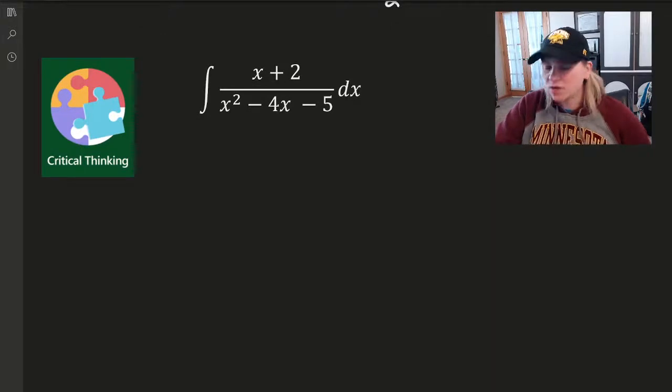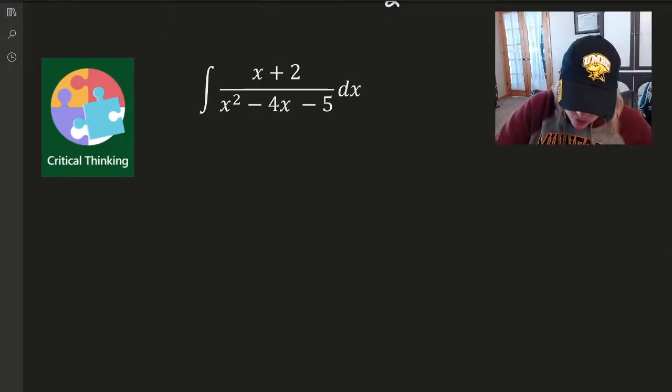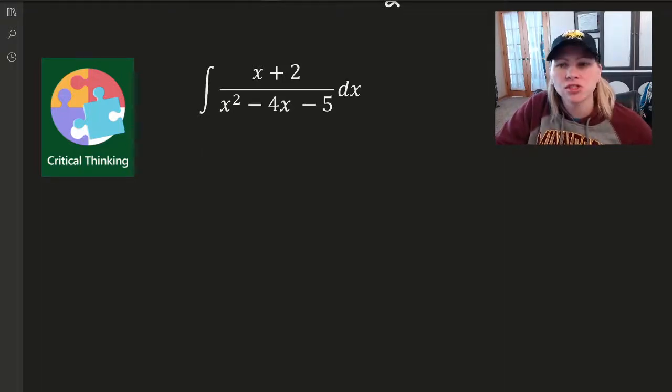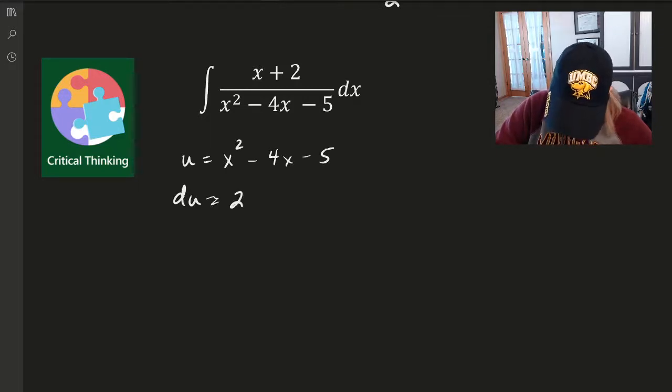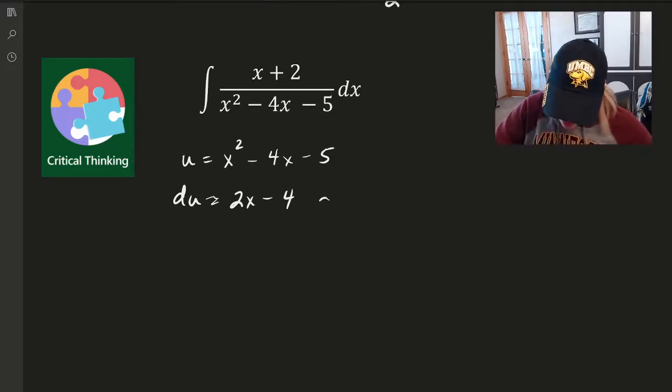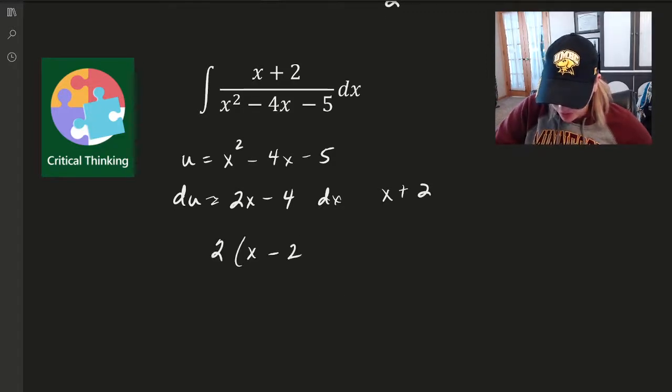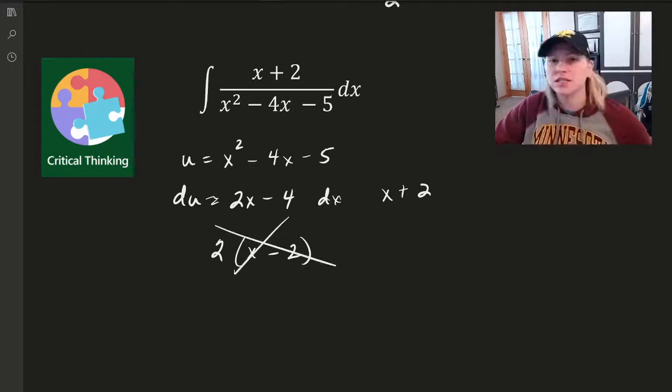Now, remember, I always say check, check, check. All the methods, make sure that you go through the list. So is it a common function? No. Can I do u sub? Well, if I let u be the bottom, we like to let u be the denominator, then du equals 2x minus 4. Now remember, my goal is to make it look like x plus 2. So can I factor anything out? Well, I can kind of factor a 2 out, but I'm left with x minus 2. So nope, it's not going to work.